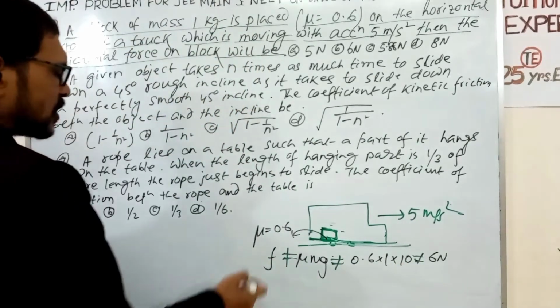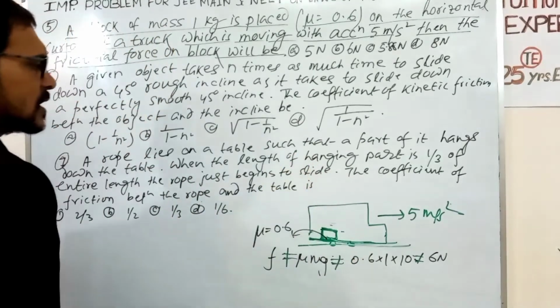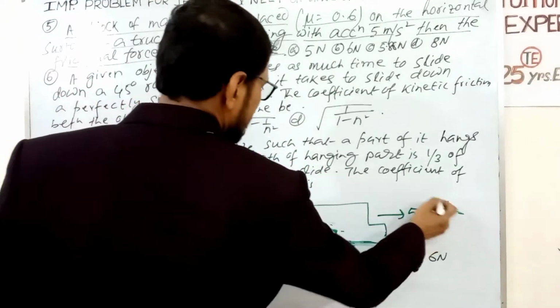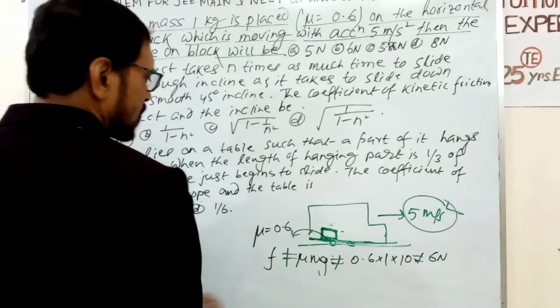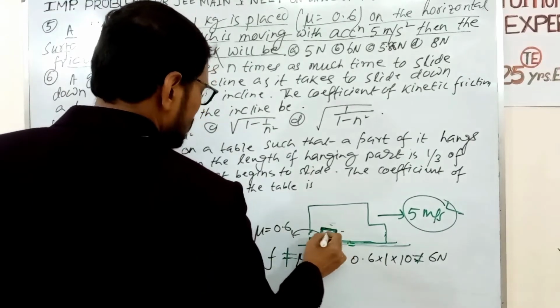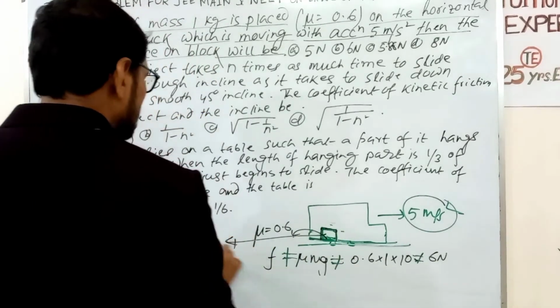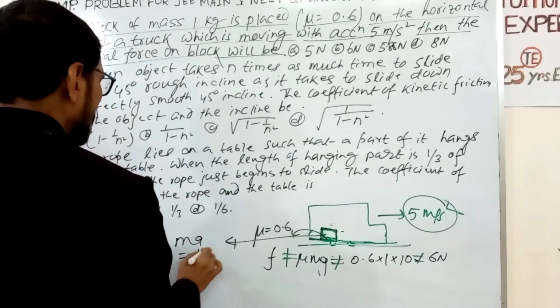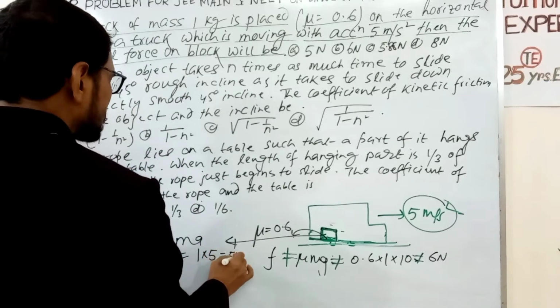So always we cannot use maximum friction force. Now the track moves with this acceleration. Then what is the pseudo force acting on this block? Pseudo force acts in the opposite direction, which is equal to ma. So m is 1 and acceleration is 5, so 5 Newton pseudo force acts.